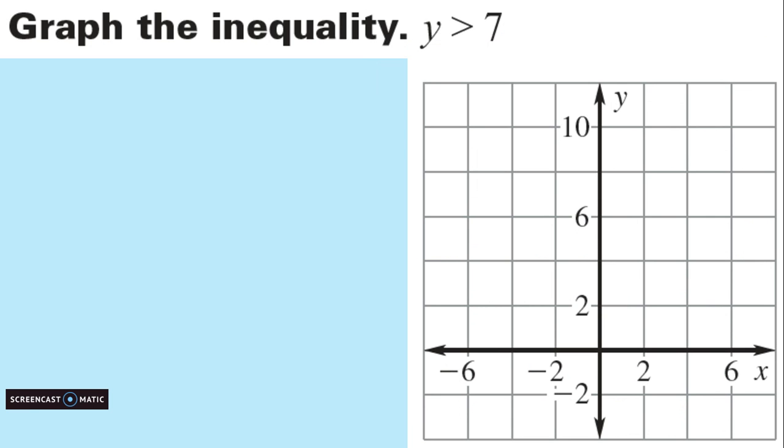So y is greater than 7. We want to graph the line where all the y values are 7. We're going to use a dotted line to do that because it's greater than. And then also for greater than, you need to shade above.